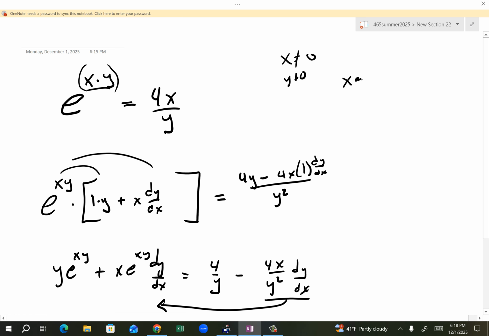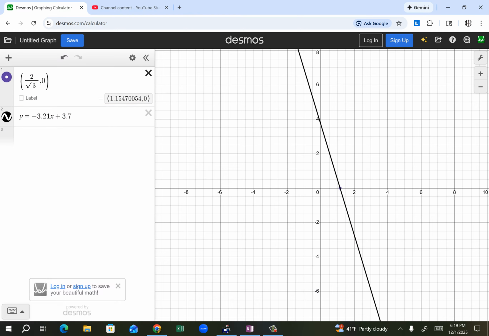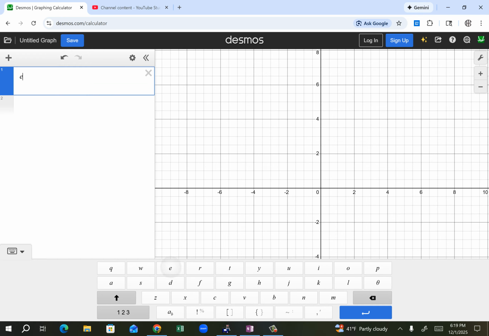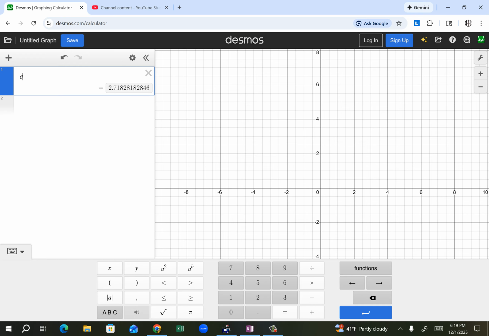So x and y can't be 0. And either x and y are positive or x and y are negative, which means we're in the third quadrant or the first quadrant. It's one of the two. There's no ifs, ands, or buts about it.